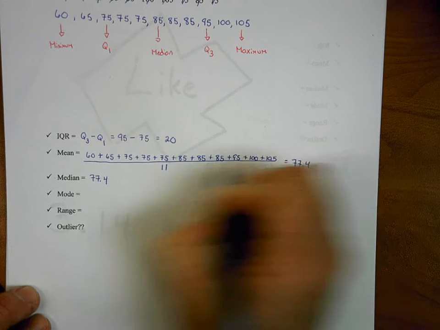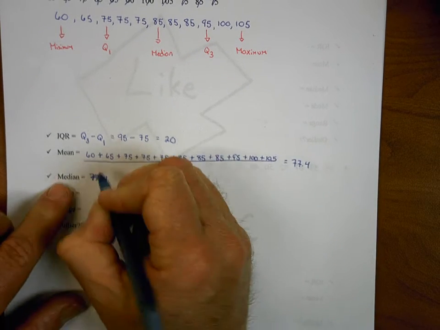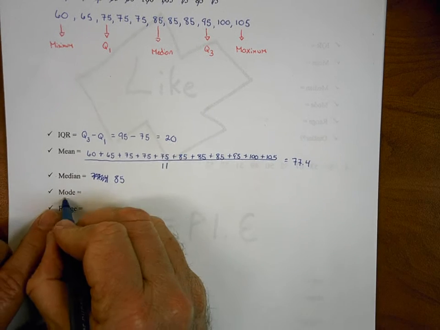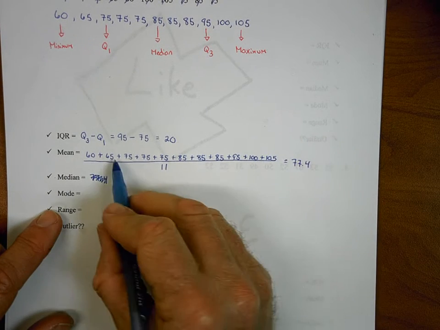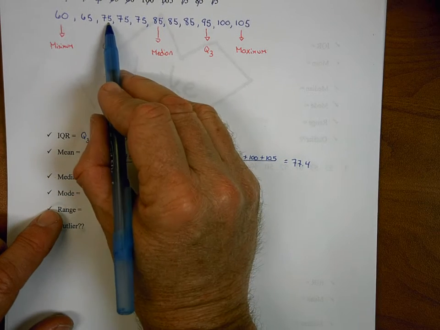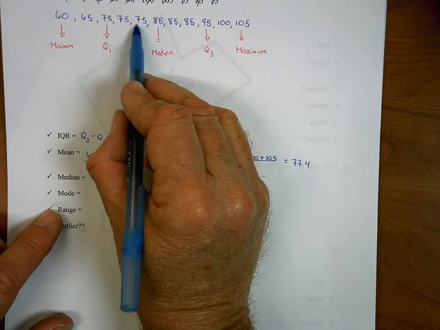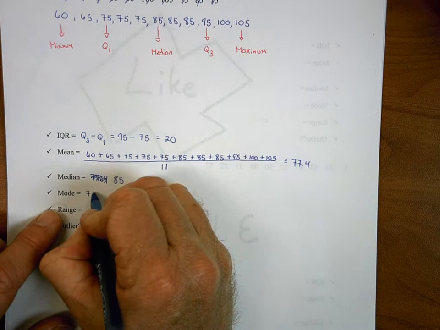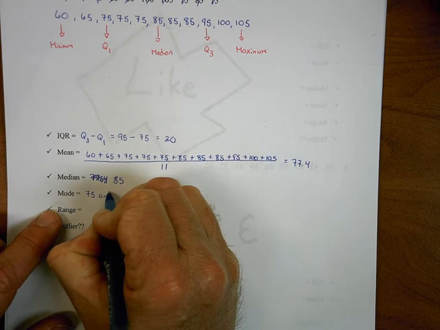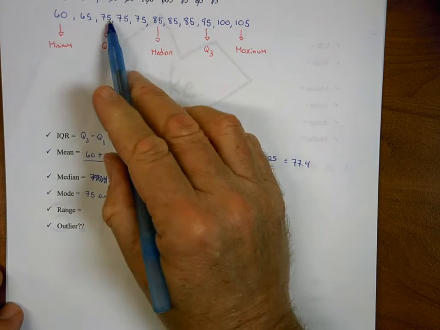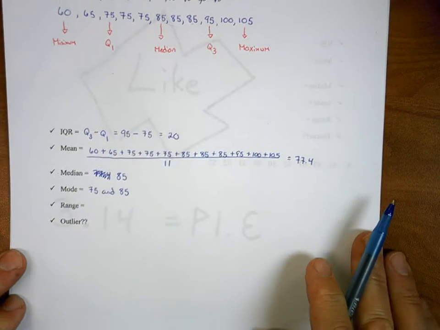Okay, so that's not my median. My median we already found. We found my median to be 85. My mode is going to be the number that occurs the most. In other words, is there a clear-cut winner? So you can see I have 3 75s, I have 3 85s, so that means my mode is going to be 75 and 85. Why are they both of those? Well, because they both showed up 3 times. They both showed up the most.